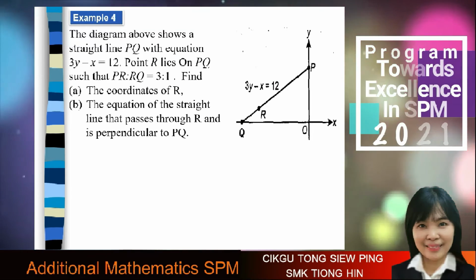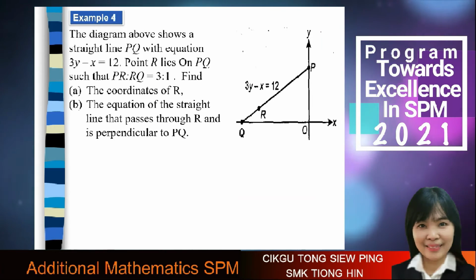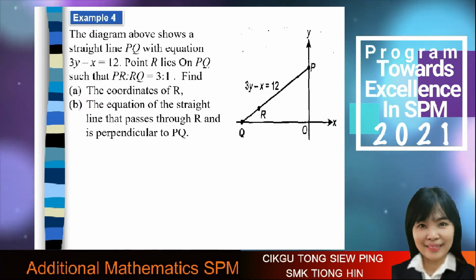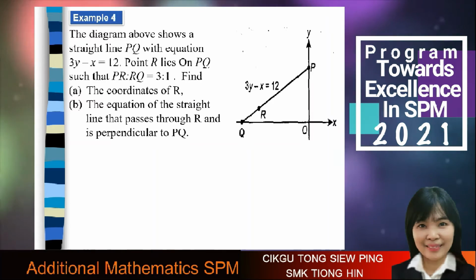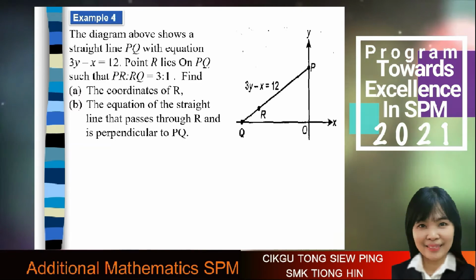Example 4. This diagram shows a straight line PQ with equation 3y minus x equal to 12. Point R lies on PQ such that the ratio of PR to RQ is 3:1. Find the coordinates of R.